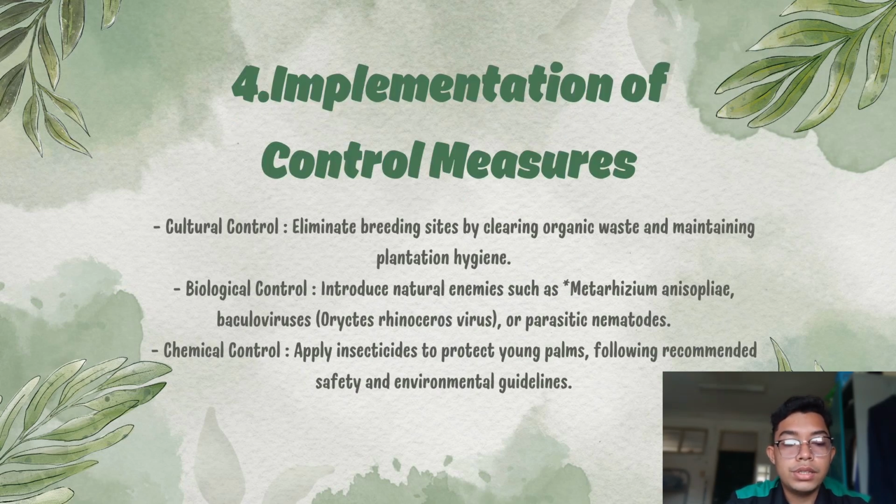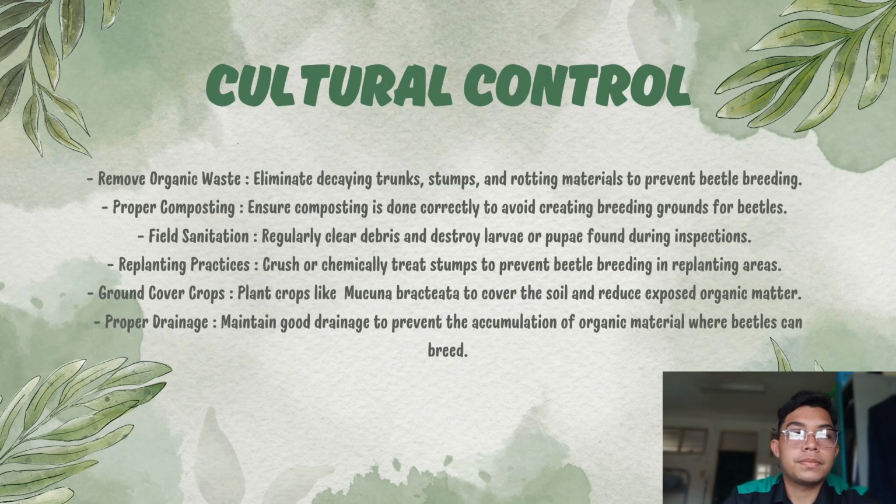4. Implementation of control measures. Cultural control. Eliminate breeding sites by clearing organic waste and maintaining plantation hygiene. Biological control. Introduce natural enemies such as Metarhizium and Beauveria, baculovirus, Oryctes rhinoceros virus, or parasitic nematodes. Chemical control. Apply insecticide to protect young palms, following recommended safety and environmental guidelines.